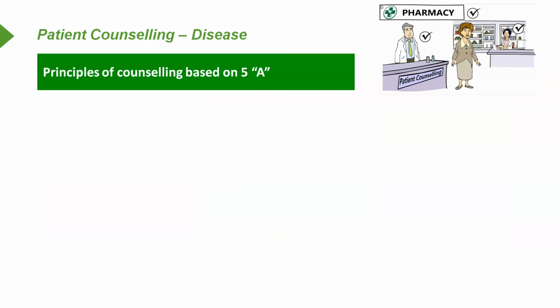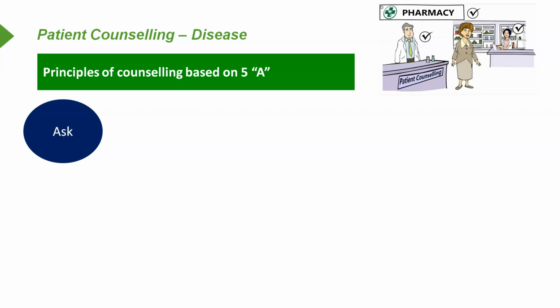So the main thing, patient counseling, is the fundamental responsibility of the community pharmacist, and the principles of counseling are mainly the 5A principles. The 5A principles are the foundation for the community pharmacist. In this session, we'll be understanding the 5A principles in detail. What are the 5A principles? Ask, assess, advise, assist, and arrange.